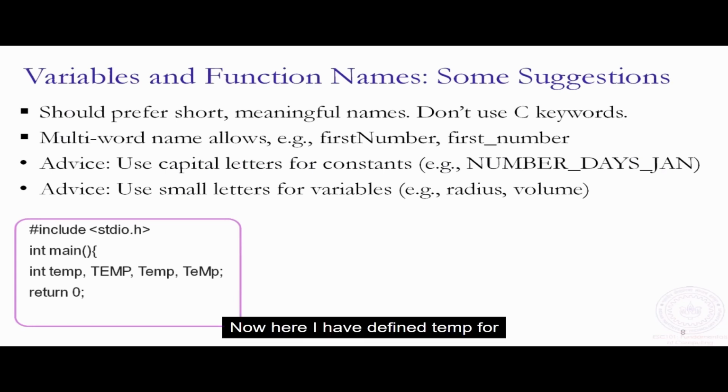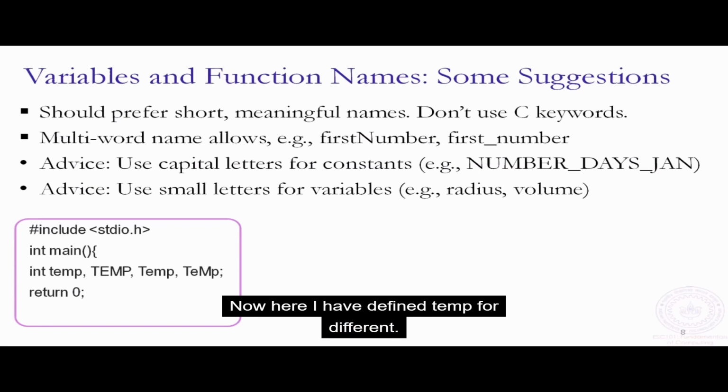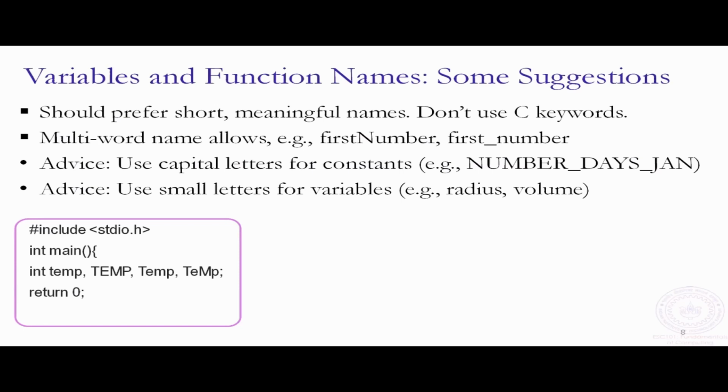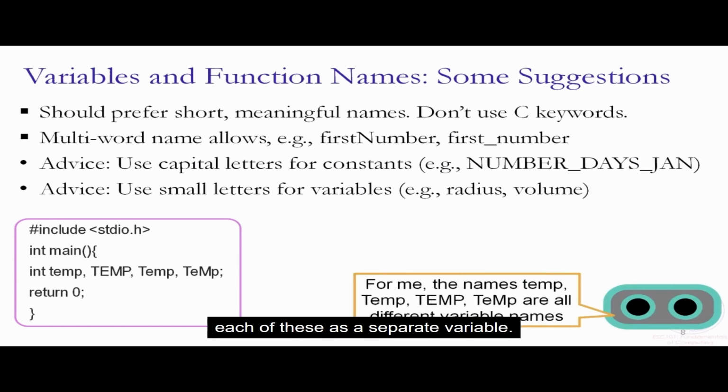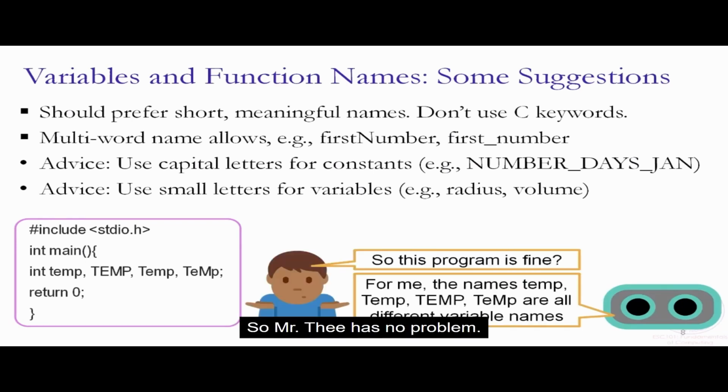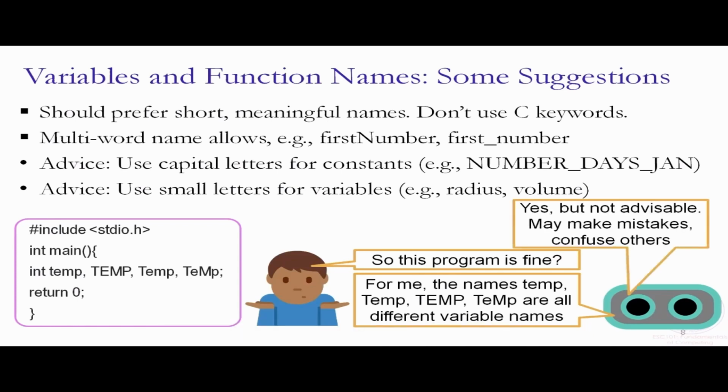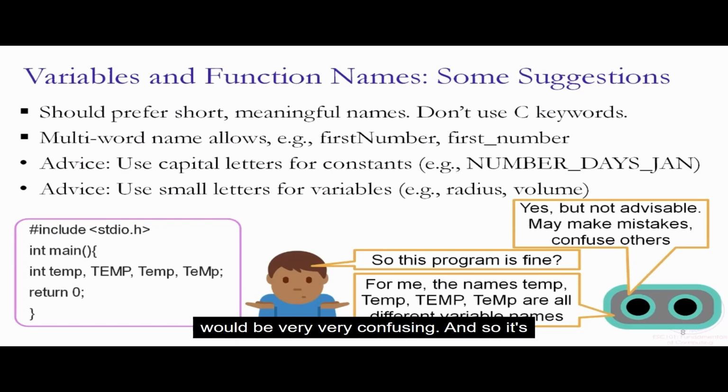Now, here I've defined temp, Temp, TEMP, tEmp: 4 different spellings of temp, basically just differing in capitalization. Mr. C thinks of each of these as a separate variable. So Mr. C has no problem defining these 4 boxes with these 4 different names. This program is fine according to Mr. C, but for a human, this would be very, very confusing. And so it's not advisable to write code this way, even though it is syntactically possible. Try not to write programs that look like this.